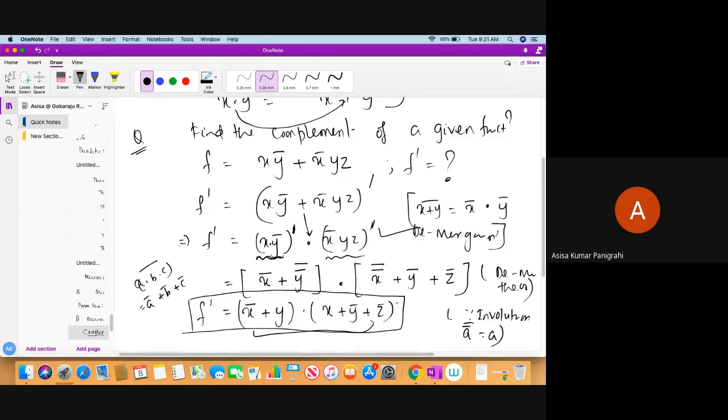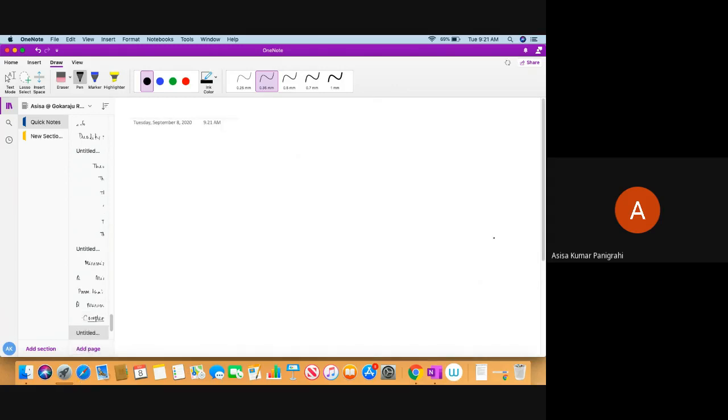It's like all the literals, one literals actually. So literal inverters are not a problem. Whole inverters will be there, and again, you have to perform De Morgan's theorem. This is the way you can find out the complement of a given function. This is method 1. Okay, so we'll see some other method.